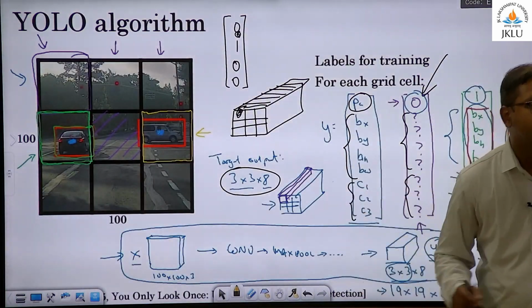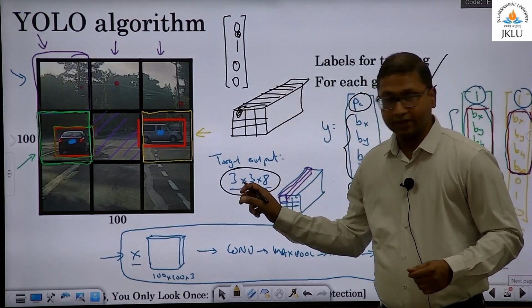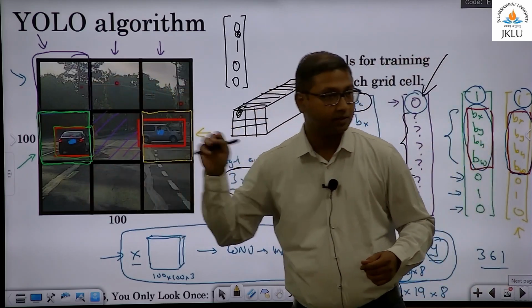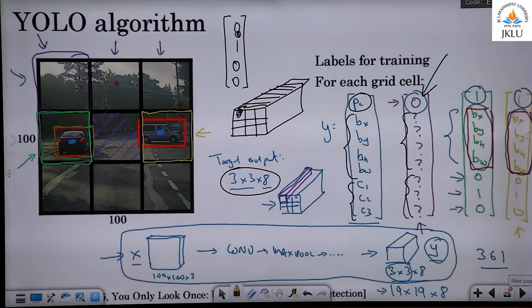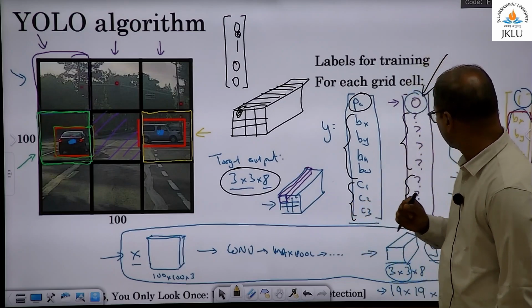So say that again. Where is 9 here? You have 9 grids, 3 cross 3. Yes. So we have got to know that green and yellow have an object.